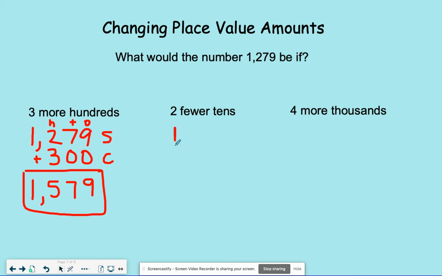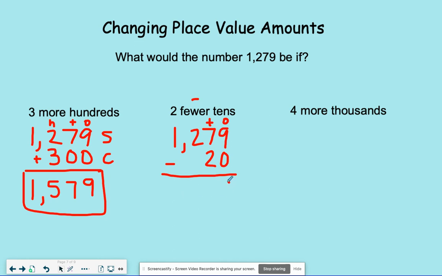Okay, for the next one, we're going to start with our same number again. And this one says 2 fewer, so fewer means to subtract, 2 fewer tens. So we can go ones, tens. So right here in our tens column, we need 2 fewer. So we can put a 2 under it. For anything behind it, we can put in a 0. Zeros are placeholders, so they help us keep our spot. Now this said fewer, so we're subtracting.